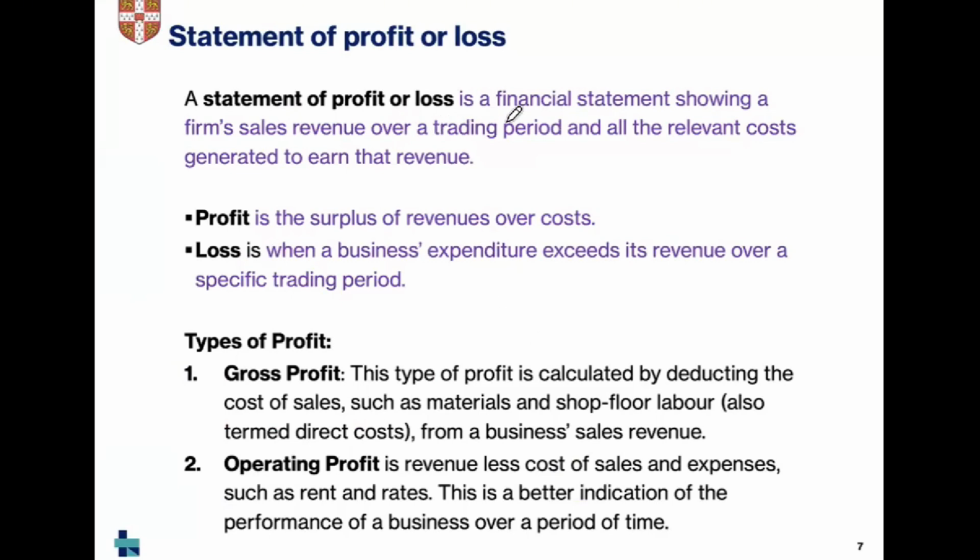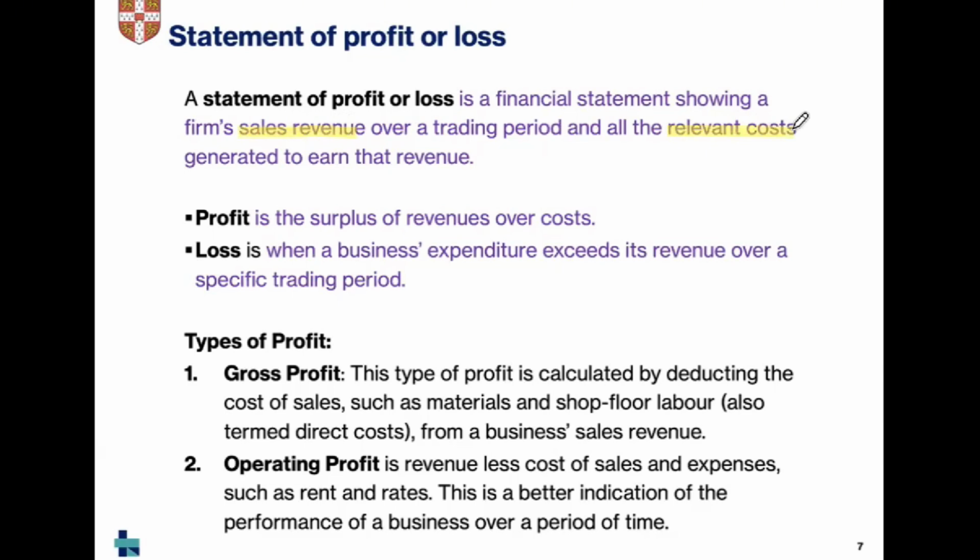So what is it? The statement of profit or loss is a financial statement showing a business's sales revenue over a trading period and all the relevant costs generated to earn that revenue. All right. So that's a very important starting point. The statement of profit or loss will always start with the business's sales revenue, and then it will compare the sales revenue with all the relevant costs associated with generating that revenue.